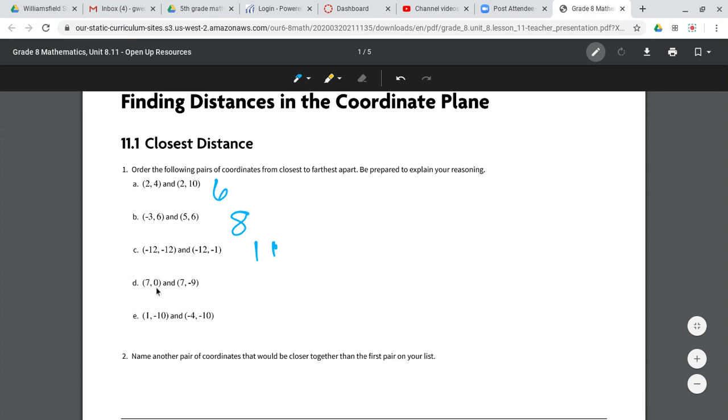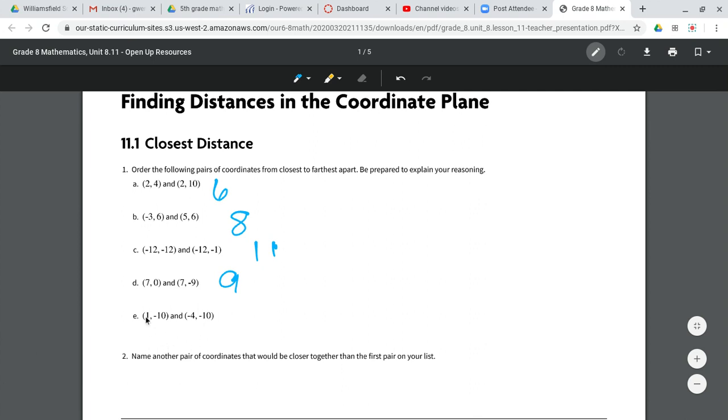All right, for D, once again, x values stayed the same. We've got 7, 0, and we got 7, -9. So how far did we go to go from 0 to -9? We went 9. Excellent. And remember, we can never have a negative distance. So even though we did go down to -9, it is a +9 for our distance.